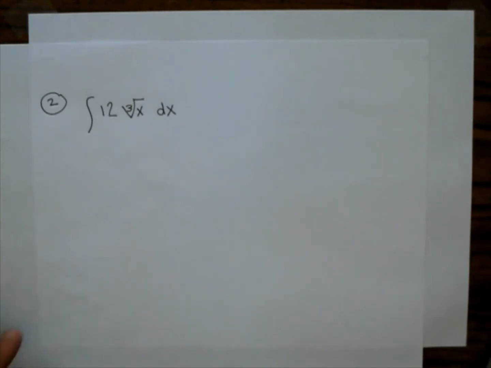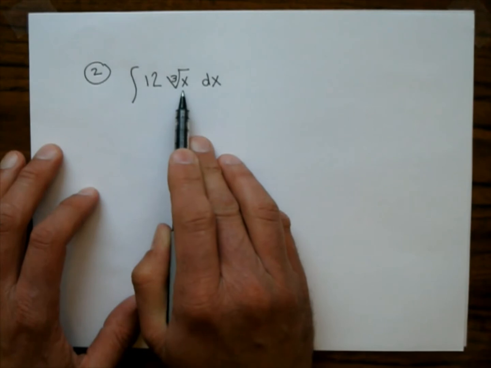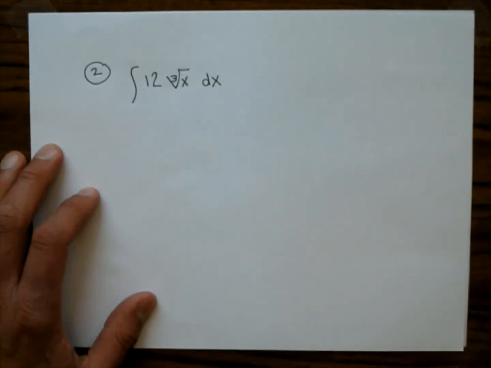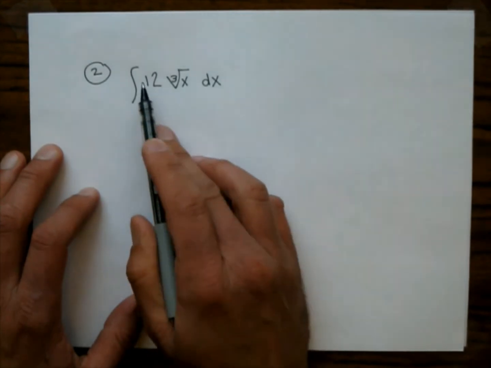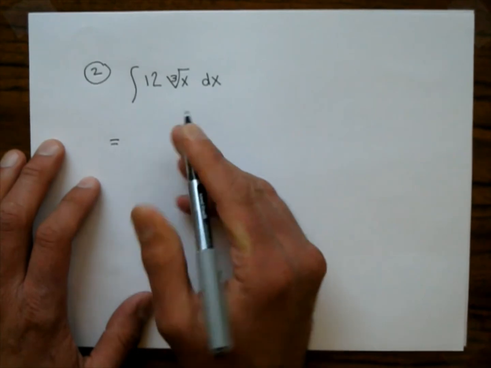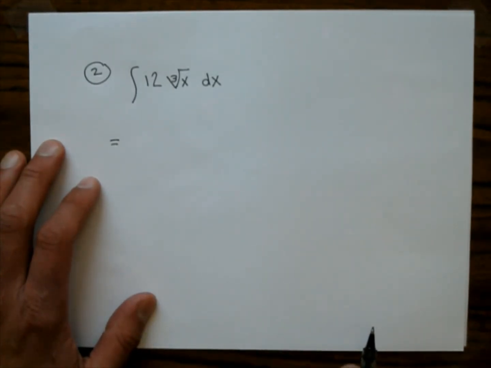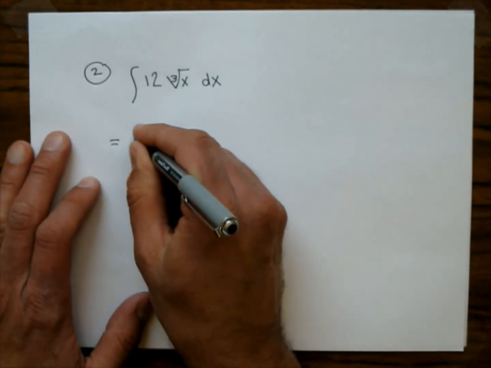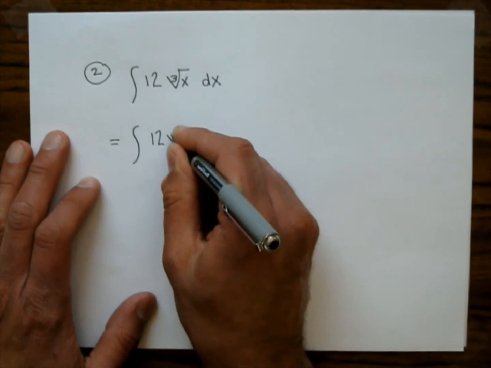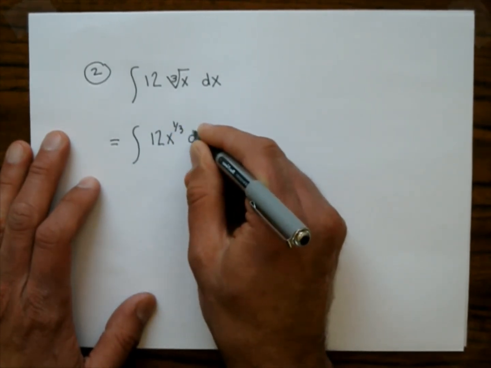Okay, the next one. So we have 12 cube root of x. We're taking the integral, or we are determining the indefinite integral. But sometimes you say you're taking the integral when you do this. And so what we want to do is, we don't see the cube root in the rules of antiderivatives. But this is just like derivatives in the sense that when you see a cube root or a square root, you want to write that as a power. So this is going to be 12x to the 1/3 power.